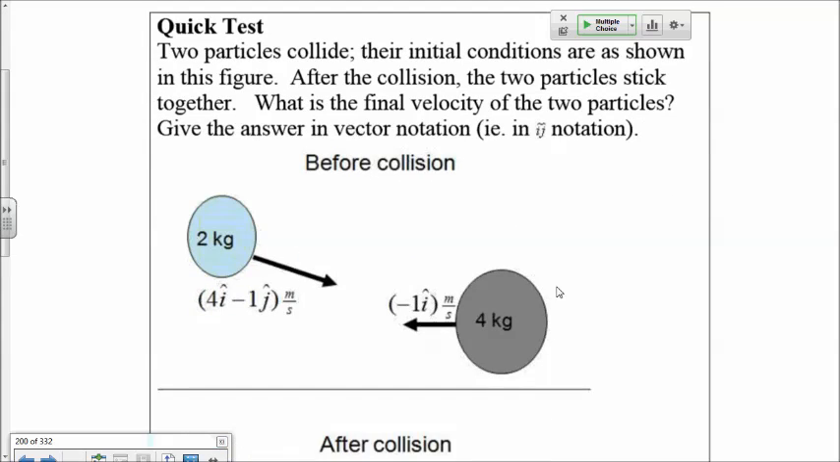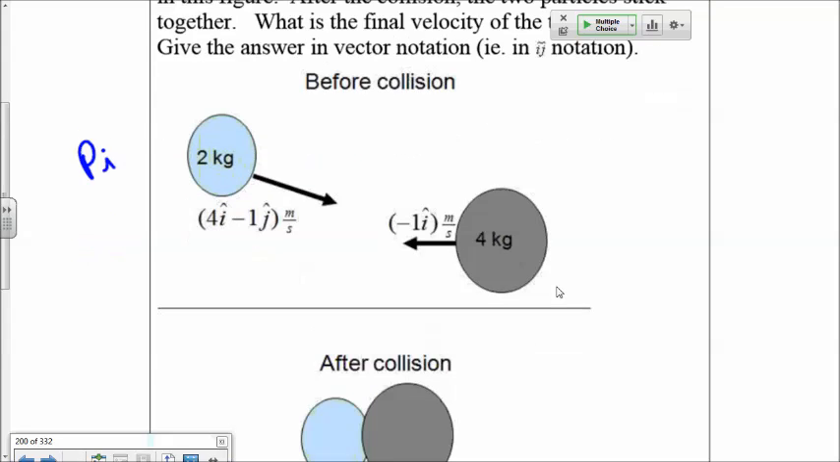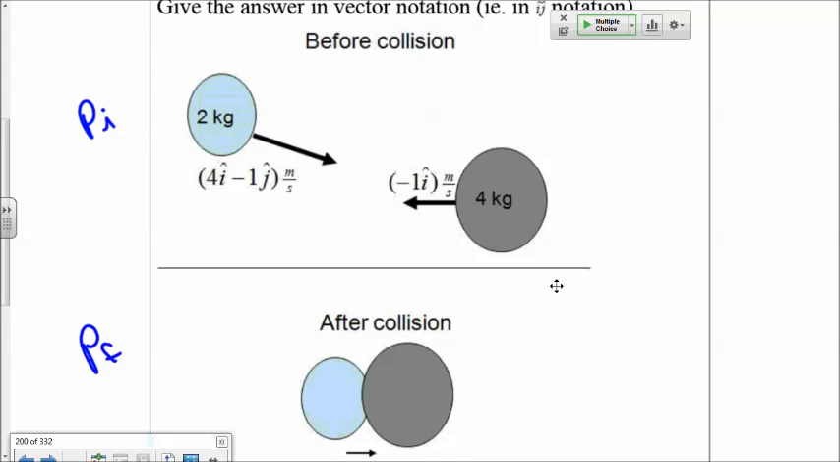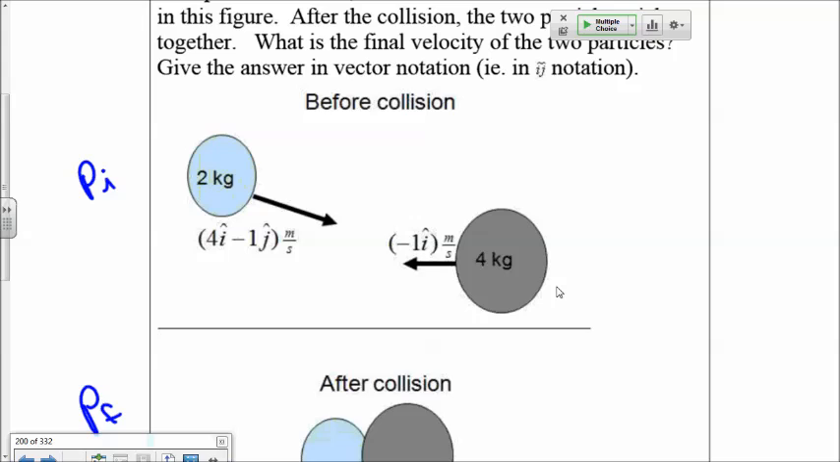So remember, what you're doing here is you want to describe the initial momentum of both particles and set that equal to the final momentum of the particles. But in this case, VF, which you'll find in vector notation, will be the same for both particles. So on your P final, you're going to have M1 plus M2 times your VF. So it's just like the quick test that we did the other day, except you're not going to have two separate V finals. You'll have the same V final for both particles. Let's try this out first. I'll give y'all a minute or so head start.